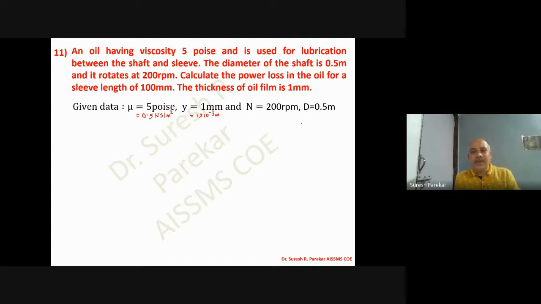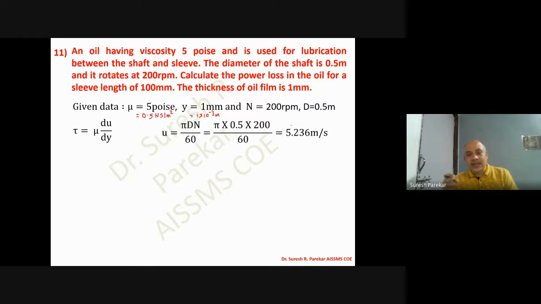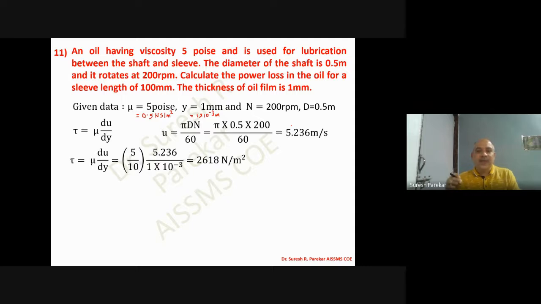And D we have 0.05 meters. Now first we will find dy, since we know the value of mu and we know du. We can find du the same way as in one of the problems we calculated: pi D N upon 60, which gives 0.5236 meter per second. That value we will substitute, which gives me the value of tau. Now knowing tau, which is 2618 Newton per meter square, we will find force, which will be tau into pi D L.